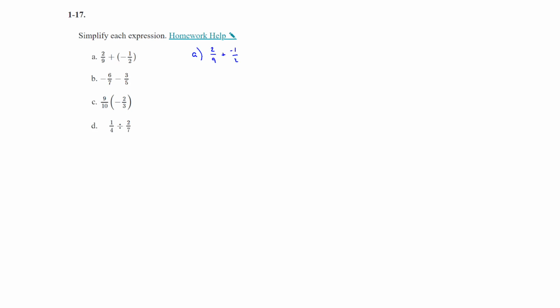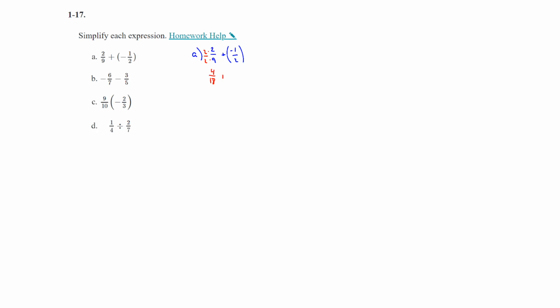So we have to look at the 9 and the 2, and we need them to be the same. Well, what do those numbers both go into? The smallest one would be 18. So we can rewrite the fraction 2/9 by multiplying by a form of 1. 2 over 2 is 1. But when we do 2 to the numerator, that's 4, and 2 to the denominator, that's 18. So 2/9 and 4/18 are exactly the same equivalent fraction, just different denominators.